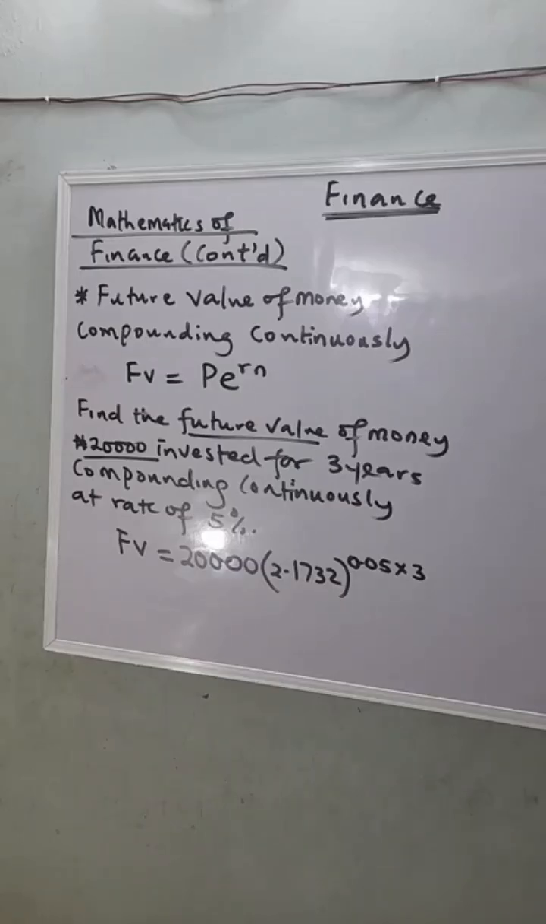Seeing the board carefully, that e is what we call the exponent. It's 2.1732. That is the meaning of that e. Your calculator will give you that value. So that is raised to the power of 0.05, which is the rate of interest, 5%. The number of years is 3. We'll multiply it together, that is 0.05 times 3. I believe by now you are pressing your calculator.